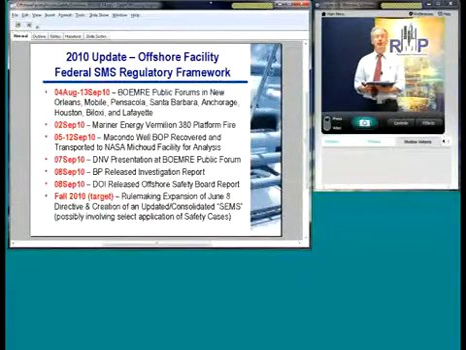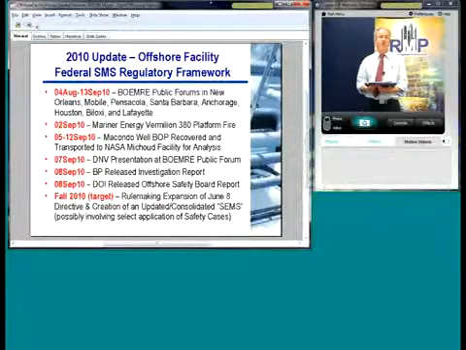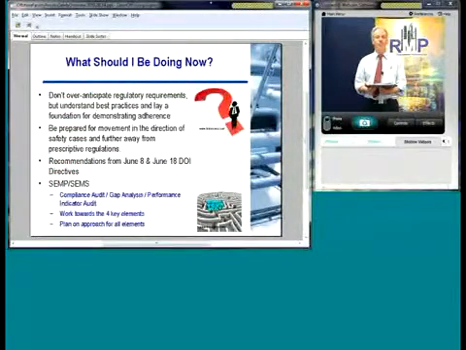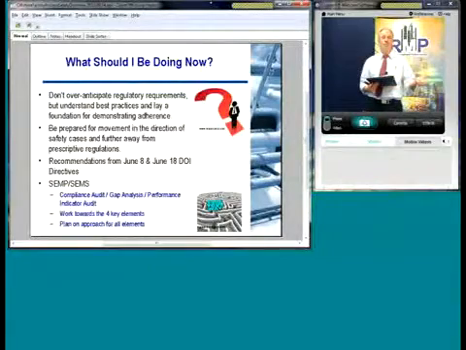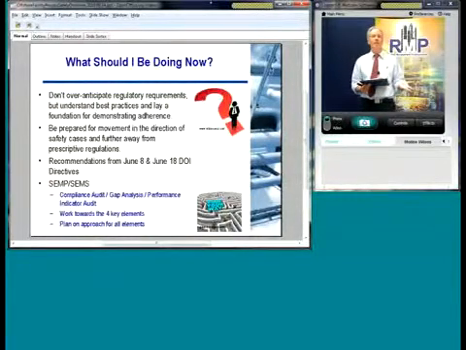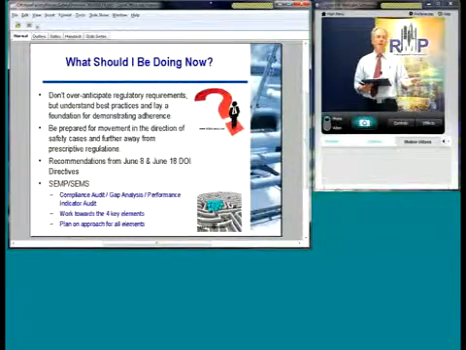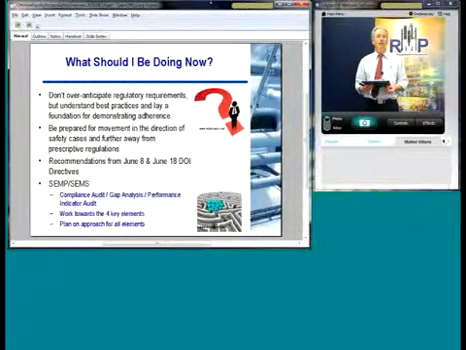The target is this fall for coming up with some sort of rulemaking to build on the June 8th and June 18th directives that were put out by Washington. So what should you be doing right now? First of all, don't over-anticipate the regulatory requirements. There are a lot of things that are being proposed. Some of them aren't necessarily objective. A lot of people have agendas, political and technical and otherwise, for what's going on right now.